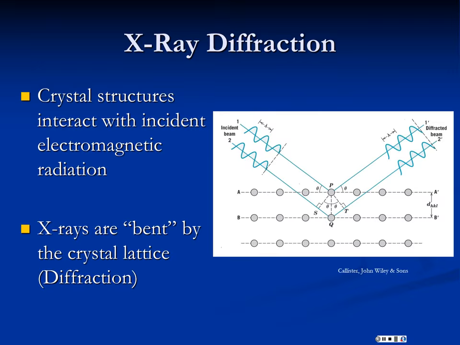X-rays are diffracted, and that is, as the X-ray beam impinges on the surface, the photons, the beam photons, are bent, and they leave the surface at an angle. And so this is called diffraction.